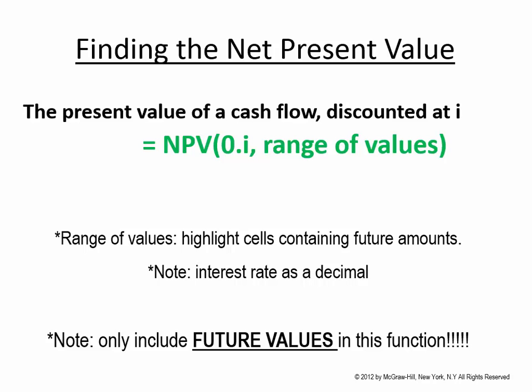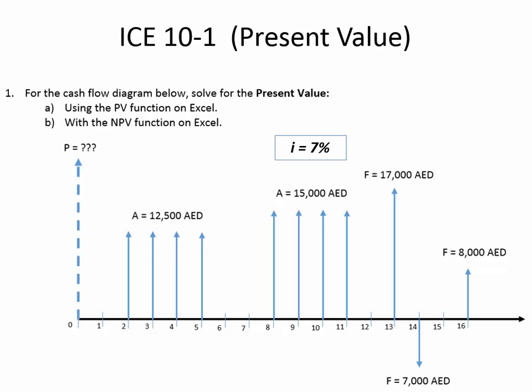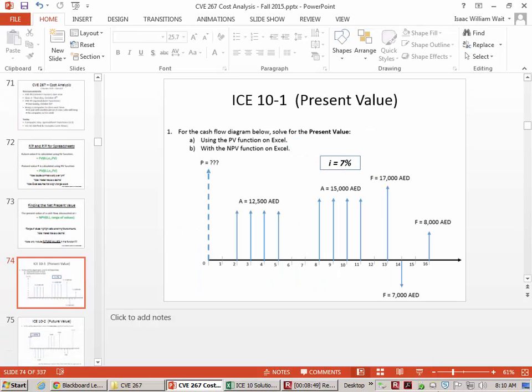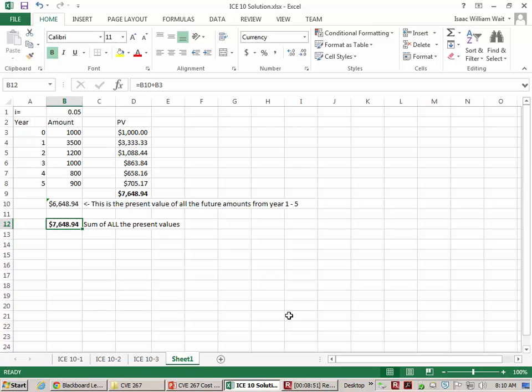Any questions about NPV? Let's give it a shot. In your in-class exercise, I've given you a cash flow diagram, and what you need to do is translate this cash flow diagram into an Excel table like I've done here. So one column have the word year, and then all of the years under that. The next column have amount, including a negative amount if there is one, and there is.